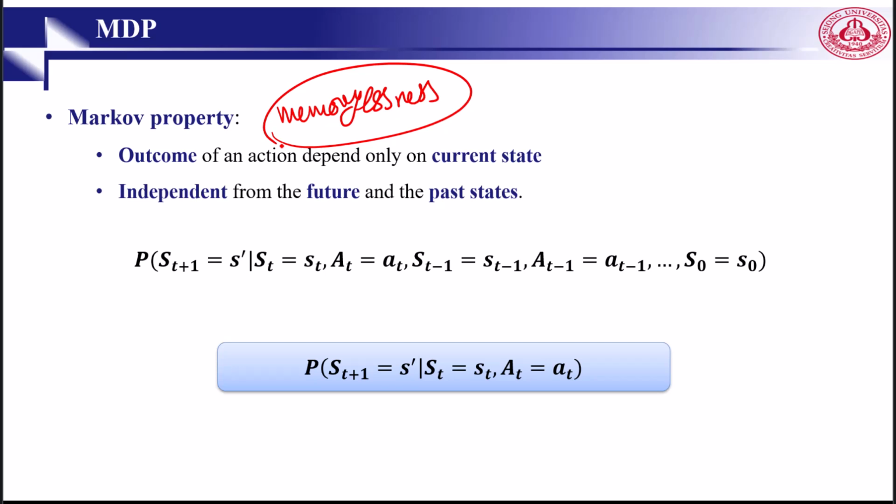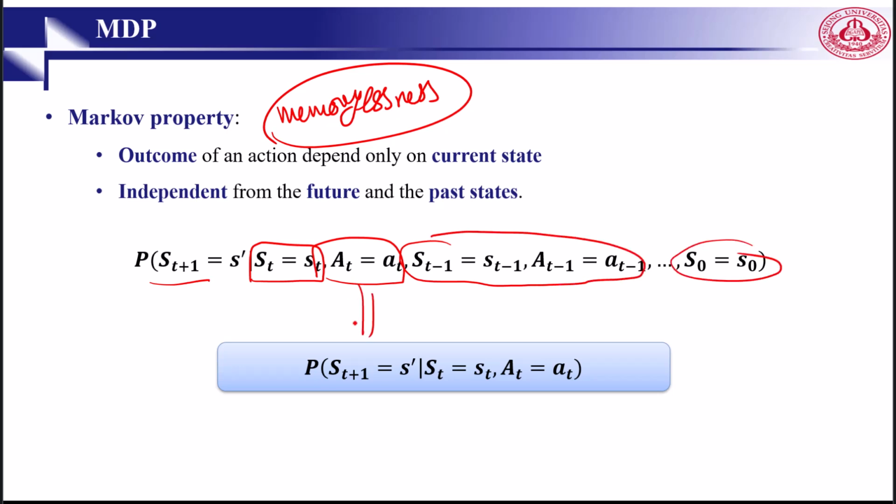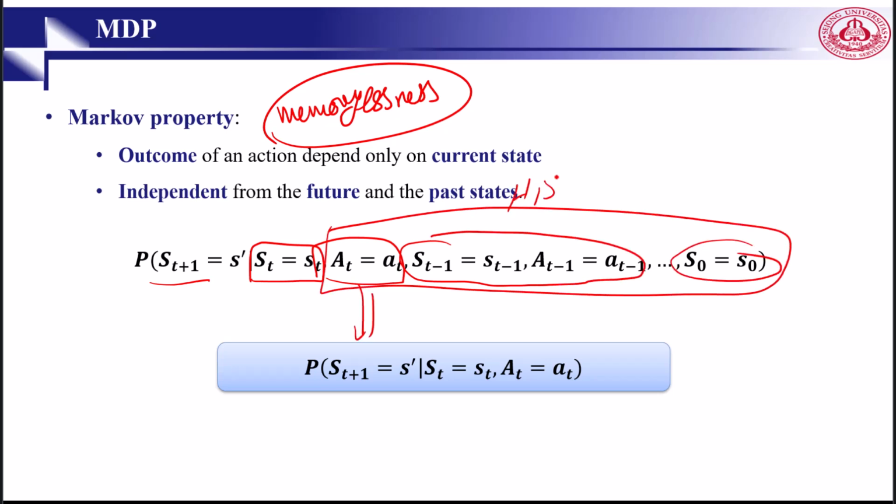Mathematically, we can show it like this. If we say S t plus 1 is s prime, then it depends on s, was in S t, taking some action, right? S t minus 1 and action t minus 1, up to 0, right? Then here we say only this is the history, right? This is the history, right?